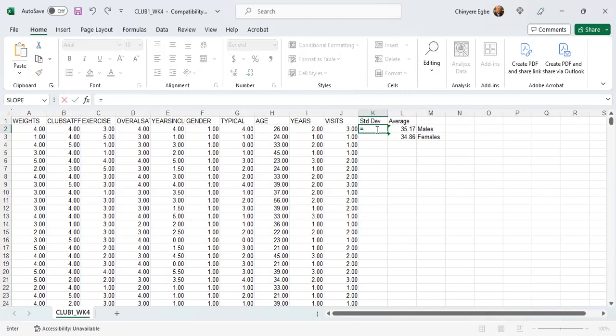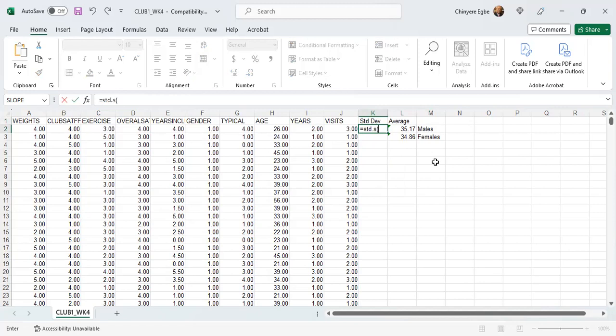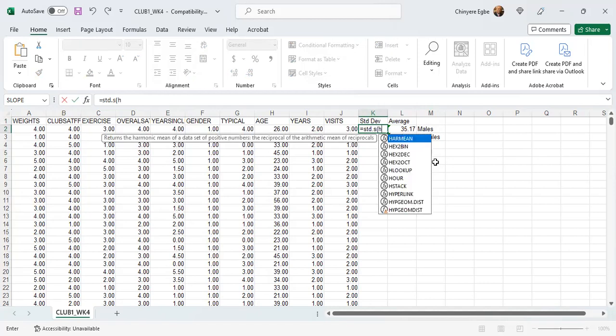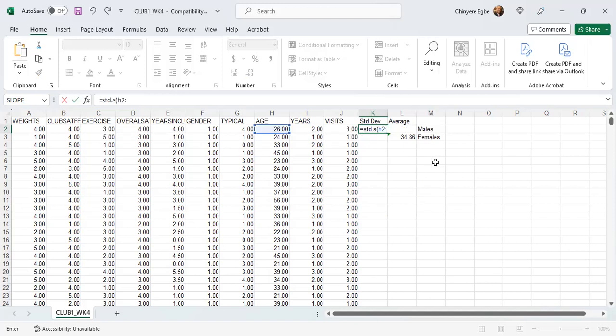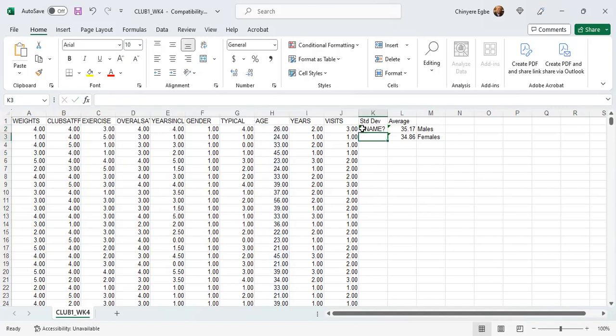So it was STDEV.S, H2 to H369. I think it's STDEV.S. Then let's see. STDEV.